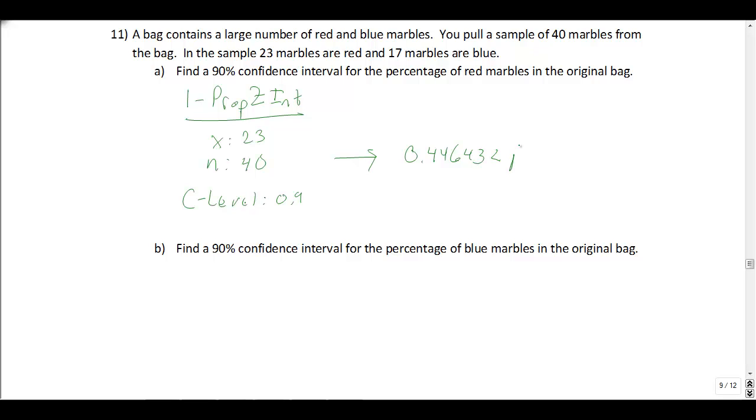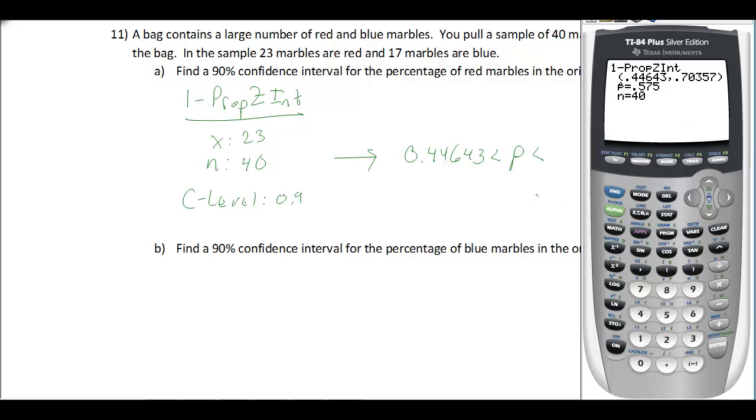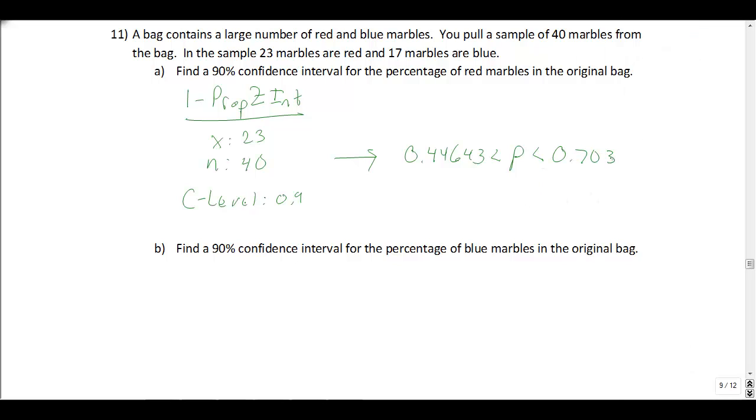And this is the true proportion of red. It's between that and 0.70357. So this isn't terribly helpful here, because what we're saying is we think the percentage of red in the bag is somewhere between like 45% and 70%. It's a fairly big range still, but maybe narrowed it down some.